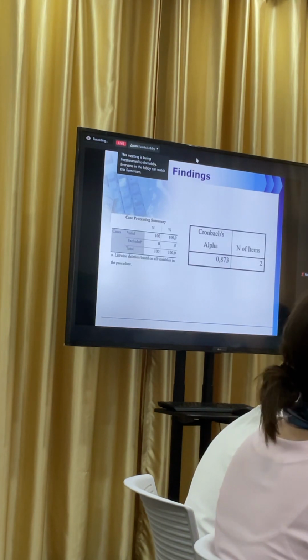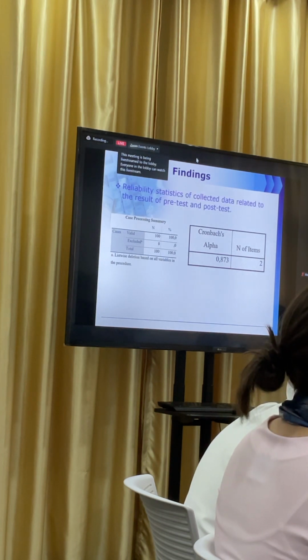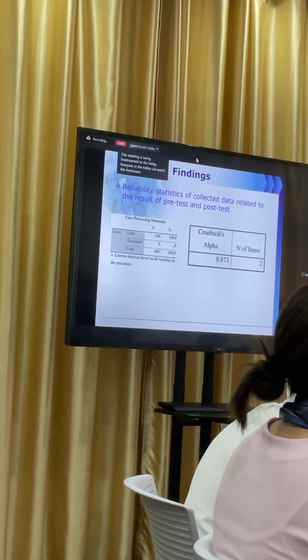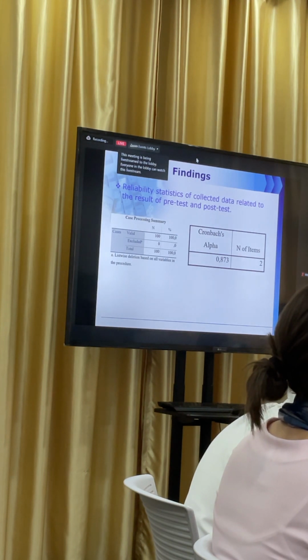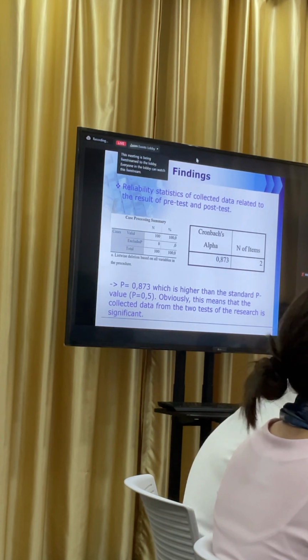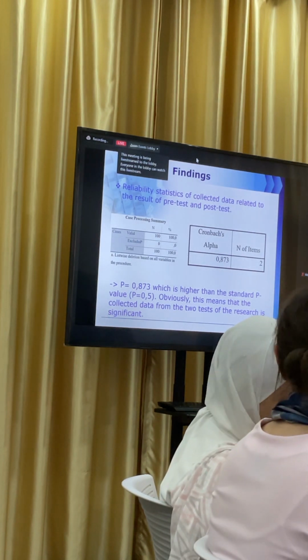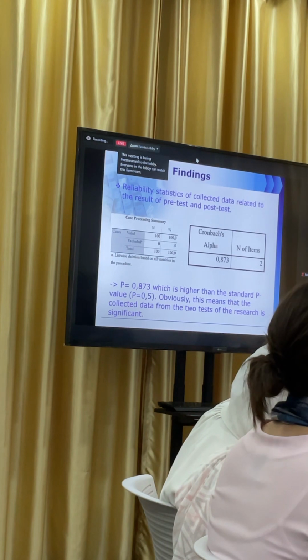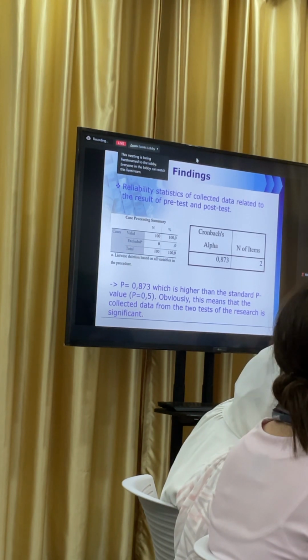Now, can we come to our findings? So the first research question: is there any difference in the speaking performance? First, I used SPSS, and it shows in table number 1, the test of normality table, and you will see that the value is 0.873, which is higher than the p-value of 0.05. And that means the collected data from the L2 tests are quite reliable.